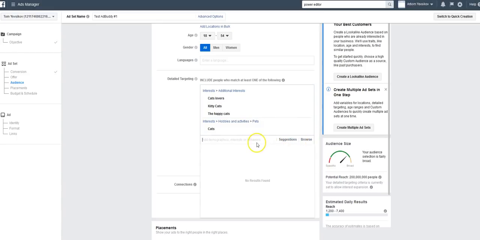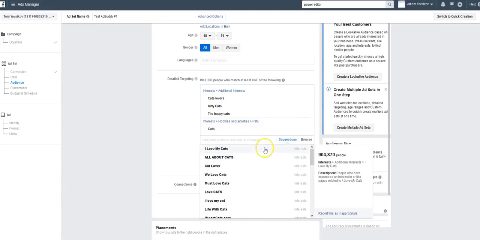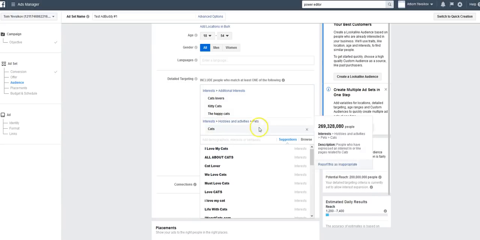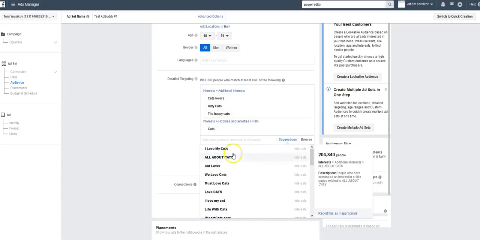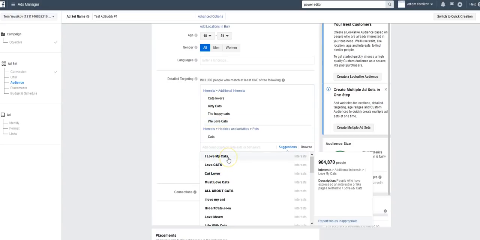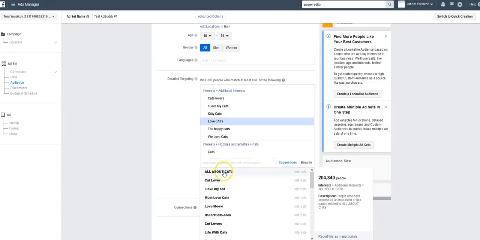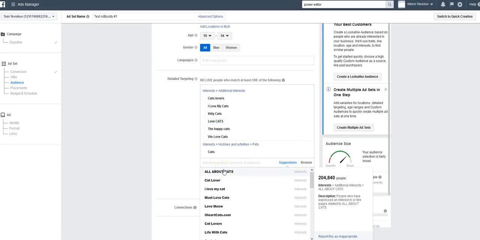So this will basically give you an idea. Let's go for suggestions. And this gives you an idea right now of people. Okay, so we got cat lover, we love cats. All these, you start adding all these. I love my cats, love cats. We know at this point, okay, all these interests, we know people are passionate about them, because people say, I love my cats, kitty cats, love cats, the happy cats. These are people who are passionate about cats.